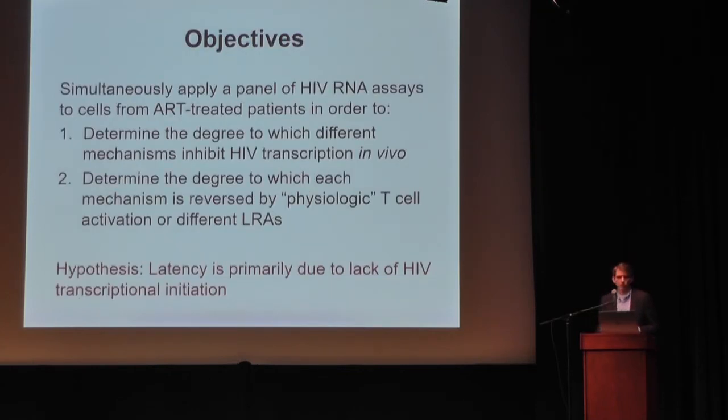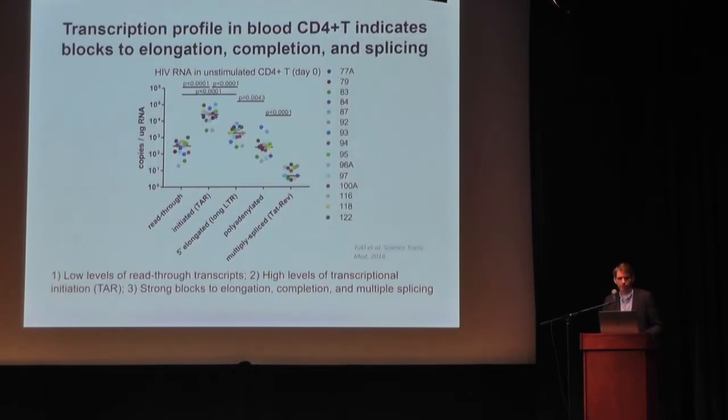So our objectives were to use this panel of HIV RNA assays to apply to cells, especially from ART-treated patients, in order to determine the degree to which different mechanisms are inhibiting HIV transcription in the body, and also the degree to which these are reversed by physiologic T cell activation outside of the body, which is how we define latency, as well as the responses to different latency reversing agents. And when we started this, we thought that mostly what we would see is that latency is due to lack of initiation of HIV transcription, because this is sort of the prevailing model in the field.